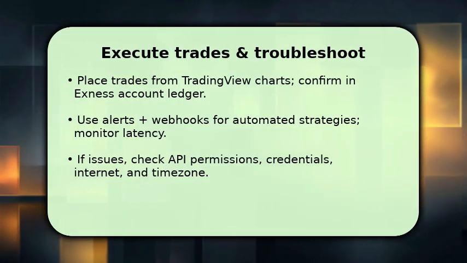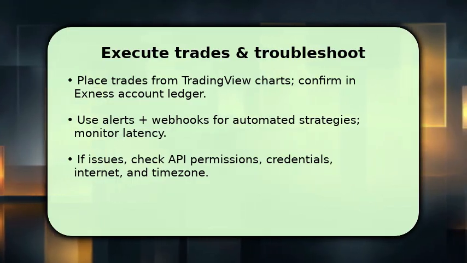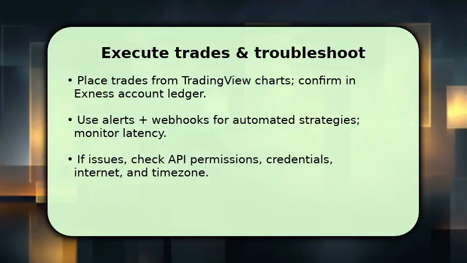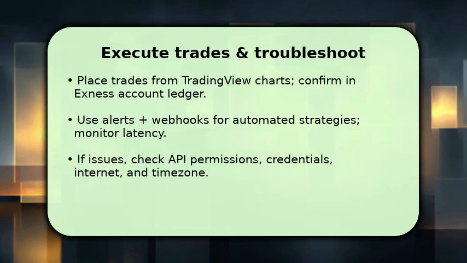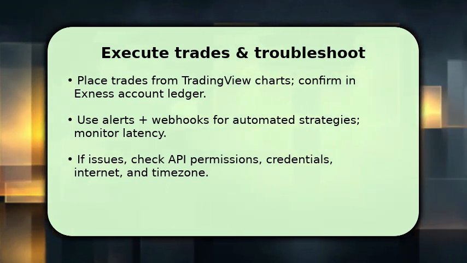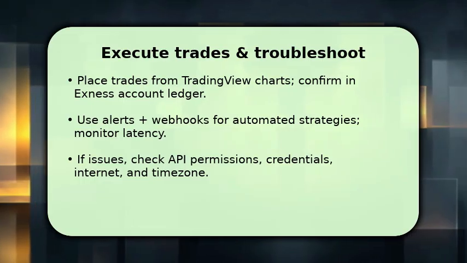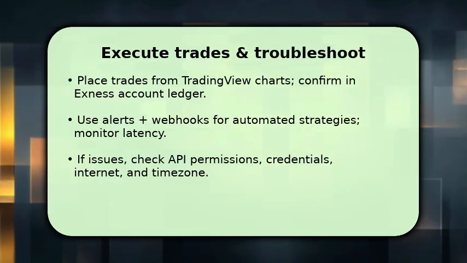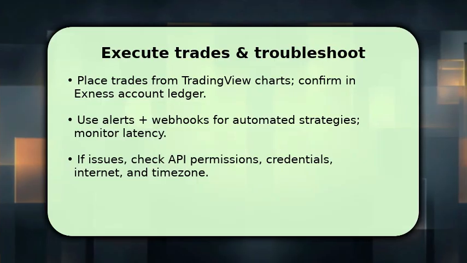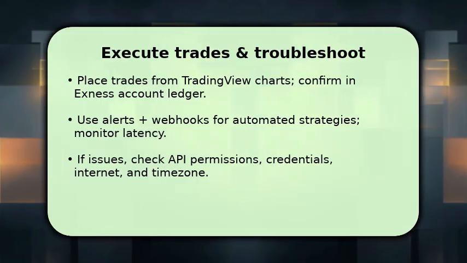If orders fail or prices differ, first recheck API permissions and credentials, confirm stable internet, and ensure both platforms use the same time zone and symbol mappings. One key troubleshooting tip: revoke and reissue the API key if connections remain unstable.